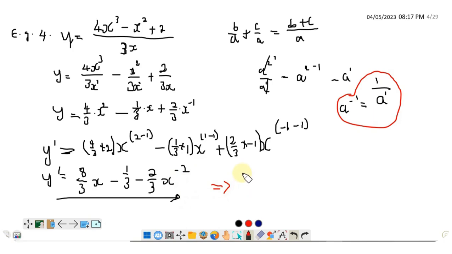Okay, so it's just going to be 8 over 3 x, minus 1 over 3, minus 2 over 3 multiplied by 1 over x squared.